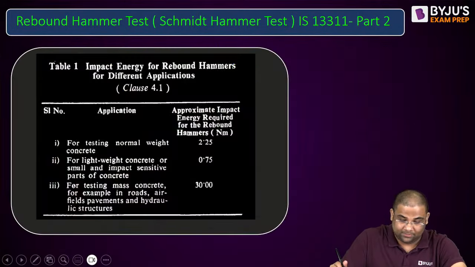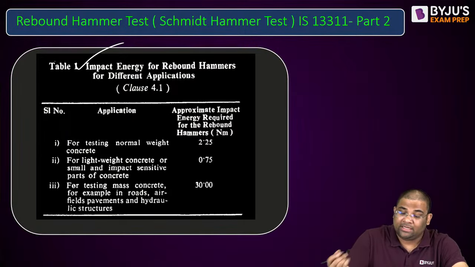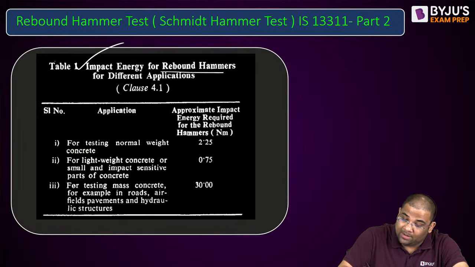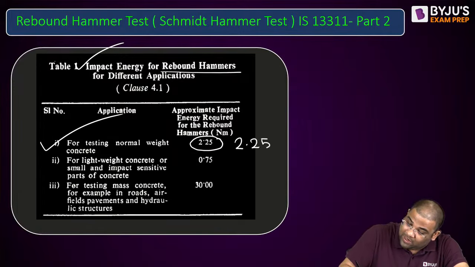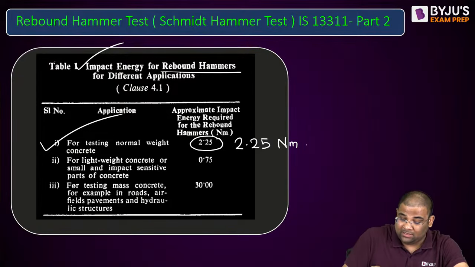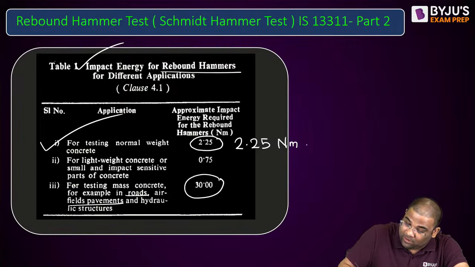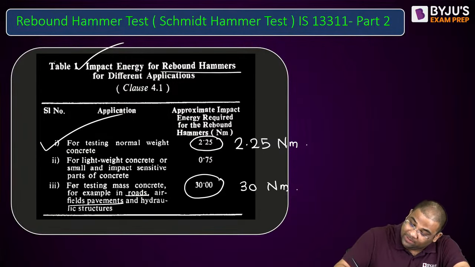Let me show some more diagrams. Now the impact energy which you are giving to the rebound hammer, how much impact energy you have to give, that is also decided by the code. For normal testing, you have to give an energy of how much? 2.25 newton meter. Now for testing mass concreting like roads, airfield pavements, you have to give a very large energy of what? 30 newton meter. But normally in our day-to-day structures we are not seeing this, so you could remember at least this one.